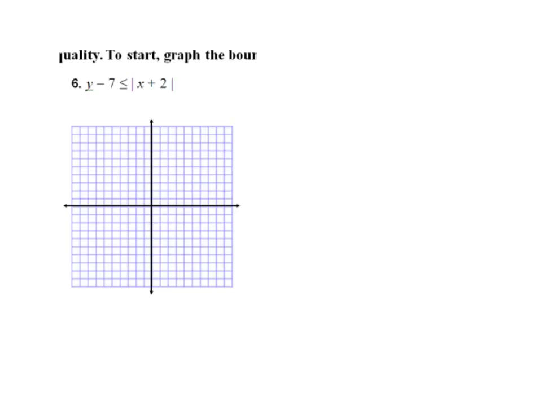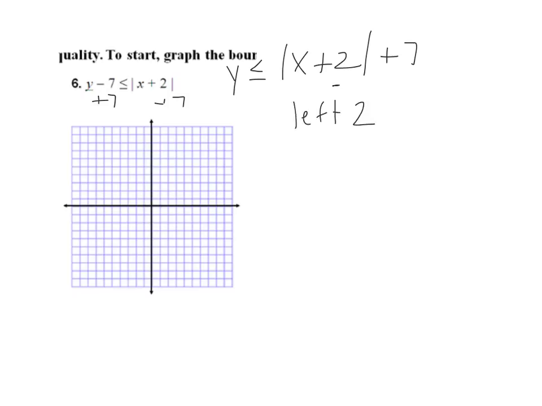Now we are dealing with an absolute value. First thing though, you always want to make sure to get your y all by itself. If I rewrite this, this says y is less than or equal to the absolute value of x plus 2, plus 7. Now I'm going to state my transformation. So this 2 is going to move it left 2 because it's on the inside, so it's opposite. The 7 is going to move it up 7.